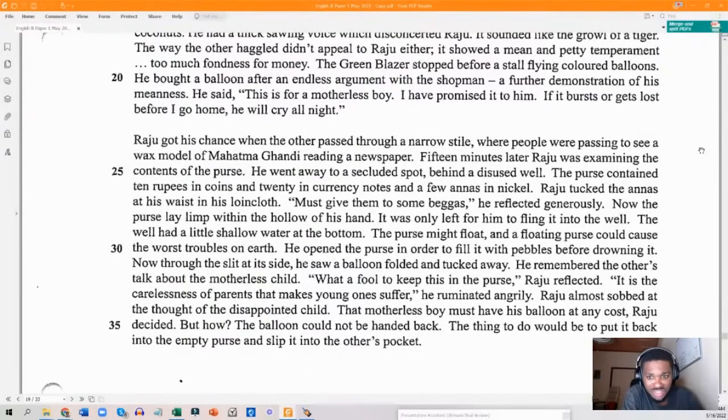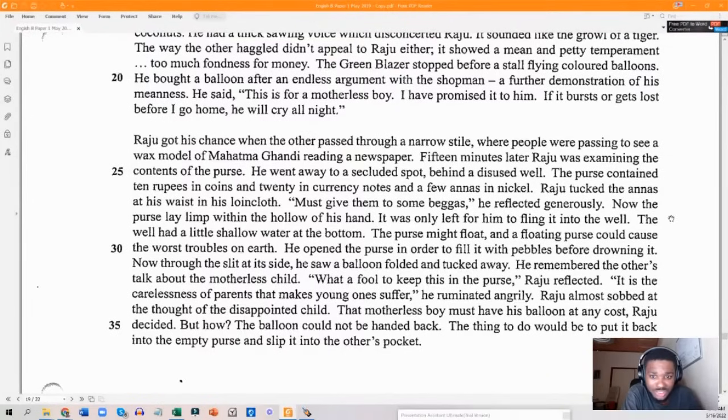Fifty minutes later, Raju was examining the contents of the purse. He went away to a secluded spot behind a disused well. The purse contained 10 rupees in coins and 20 in currency notes and a few annas in nickels. Raju tucked the annas at his waist in his loincloth. Must give them to some beggars, he reflected generously. Now the purse lay limp within the hollow of his hand. It was only left for him to fling it into the well.